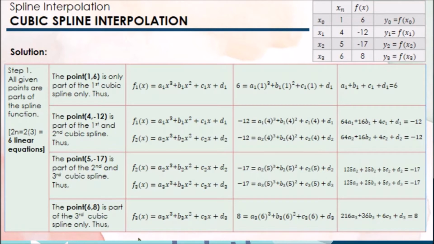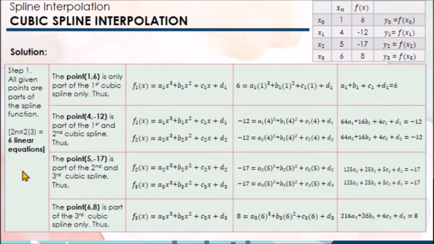So this is only part of the third cubic spline only. Thus, we have f3(x) is equal to a sub 3 x cubed plus b sub 3 x squared plus c sub 3 x plus d sub 3. So we have 8 is equal to a sub 3 multiplied by 6 cubed plus b sub 3 times 6 squared plus c sub 3 times 6 plus d sub 3. And simplifying this one, we have 216 a sub 3 plus 36 b sub 3 plus 6 c sub 3 plus d sub 3 is equal to 8.